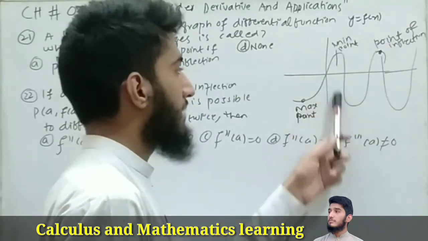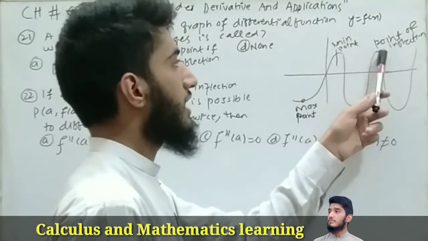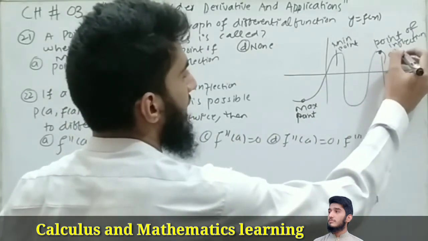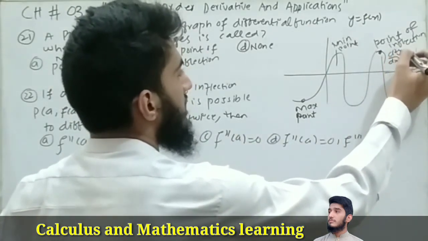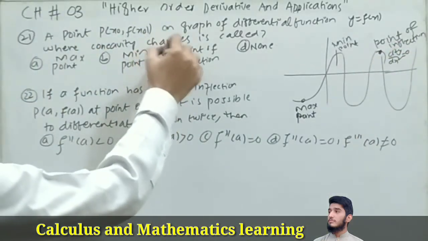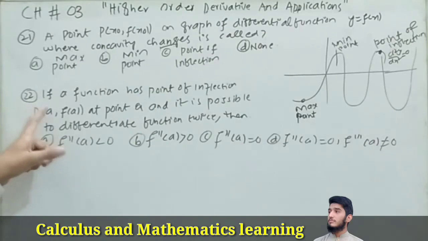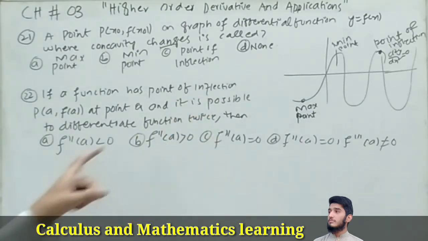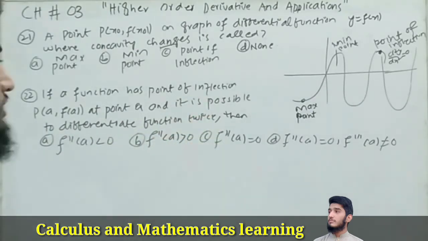And when the second time the function goes upward, then the second derivative d square y by dx square is equal to 0. So when the second derivative is 0, that point will be called point of inflection. So the correct option is option C. And MCQ 22, if a function has a point of inflection at a point A, and it is possible to differentiate the function twice, then it follows the condition of option number C.